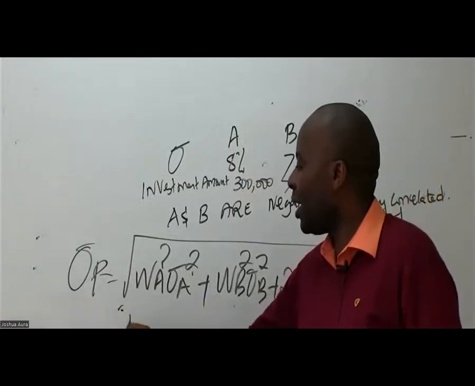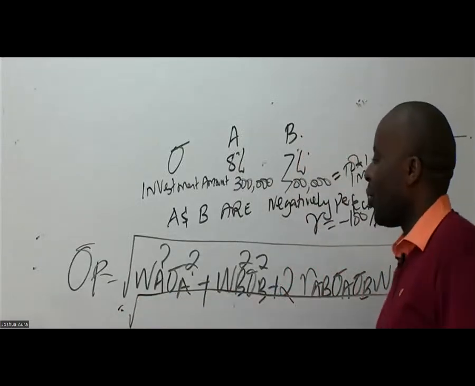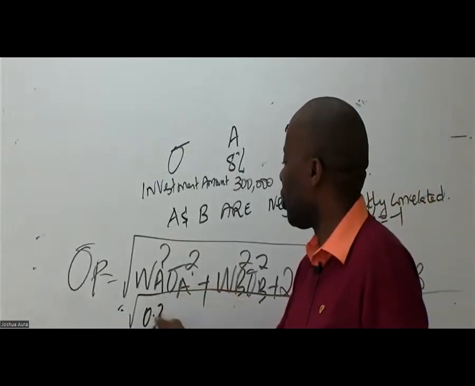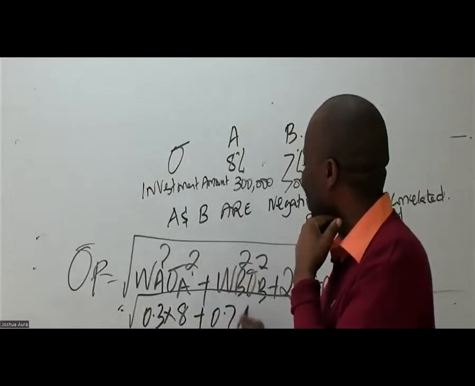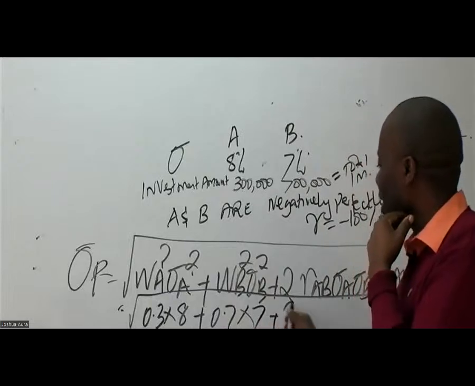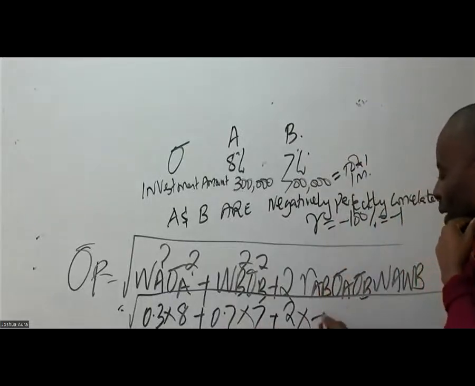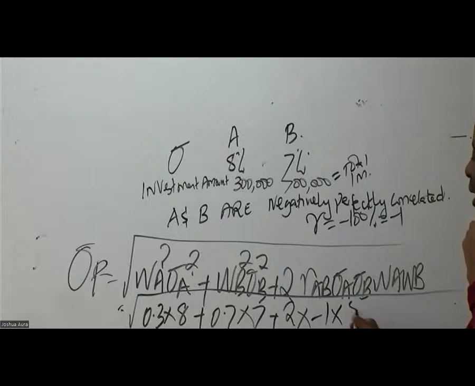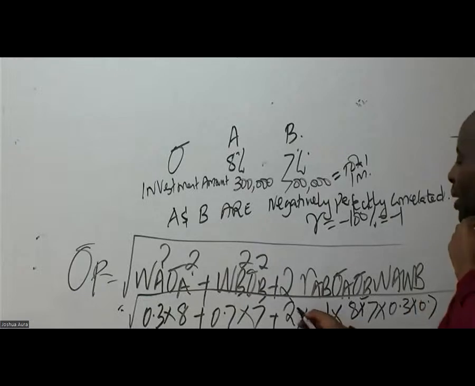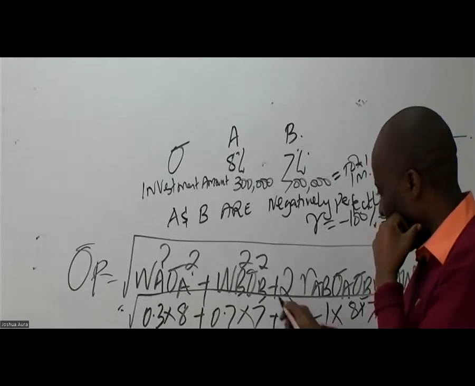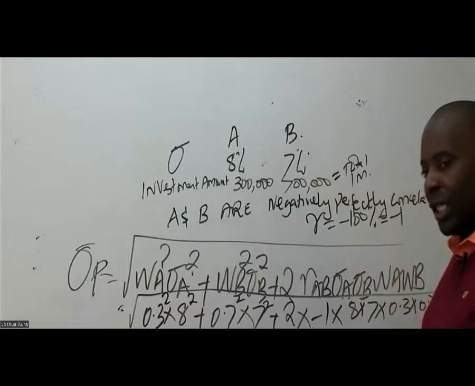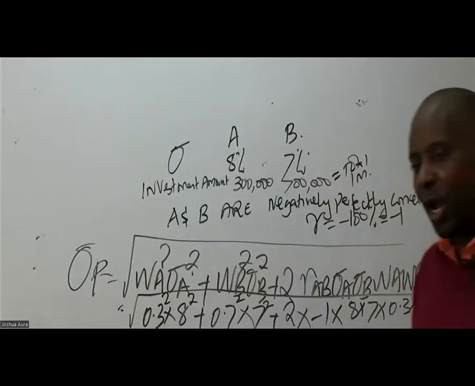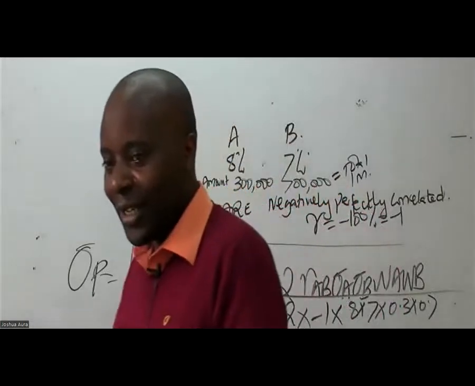So then we have here a big square root. The weight of A is 0.3 times standard deviation of A, which is 8, plus weight of B, which is 0.7, times standard deviation of B, which is 7, plus twice the correlation between the two, which is -1, times 8 times 7 times 0.3 times 0.7. Don't forget, please, to square these metrics. Always ensure that they are squared like that.